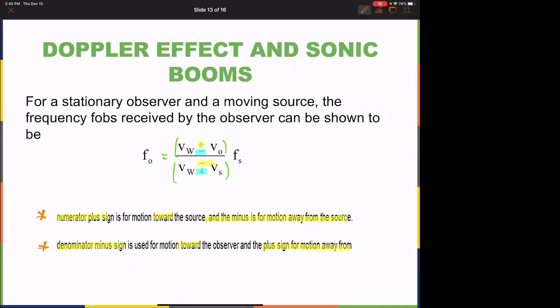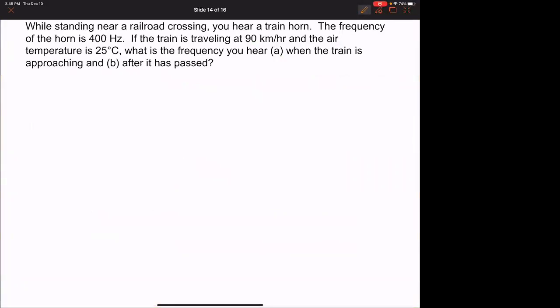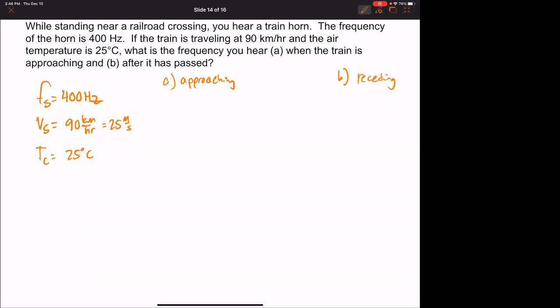So let's try a couple of these. While standing at a railroad crossing, you hear a train horn. The frequency of the horn is 400 hertz, so that's the source frequency. The train is traveling at 90 kilometers per hour, so that's the velocity of the source. That's 25 meters per second. And the air temperature is 25 degrees Celsius. We want to know in part A, the train is approaching, and part B, it's receding or passing, whatever you want to call it. So we're looking for f_o for both of them.